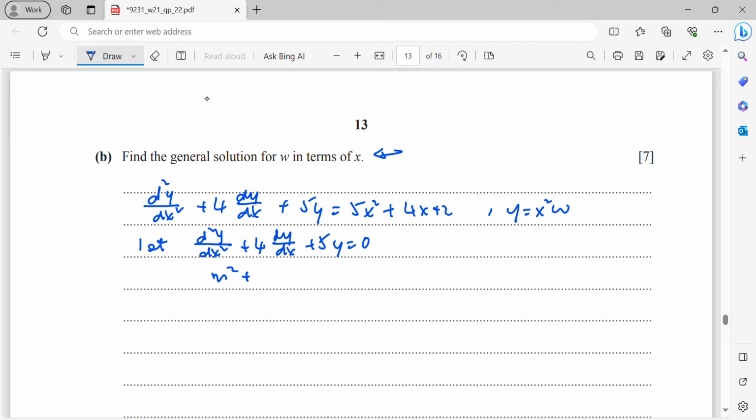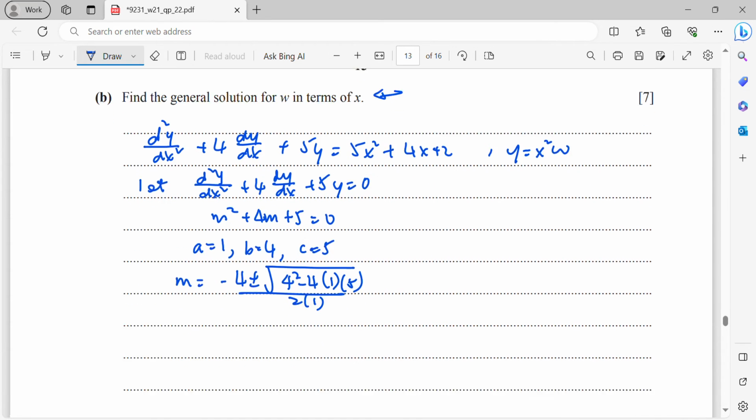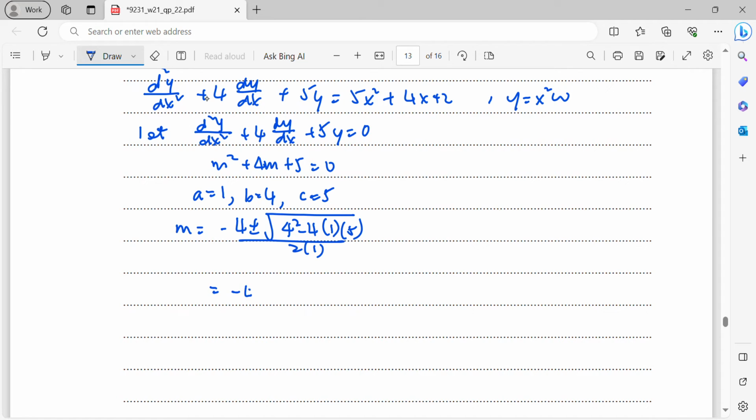So the auxiliary equation, then the A is 1, B is 4, C is 5. So the m is minus B plus minus square root of B squared minus 4AC over 2A. So you will get negative 4 plus minus square root, over 2, and then it will be minus 2 plus minus i. So my complementary function y is e to the negative 2x (A cos x plus B sin x).